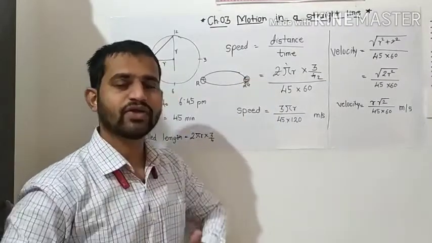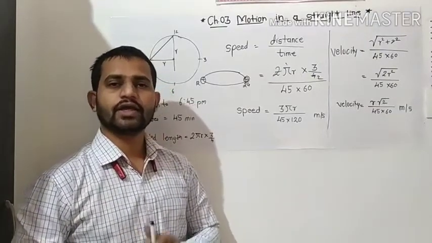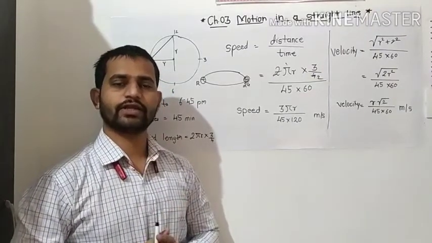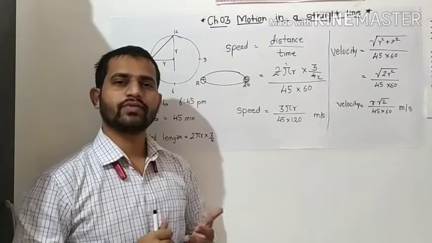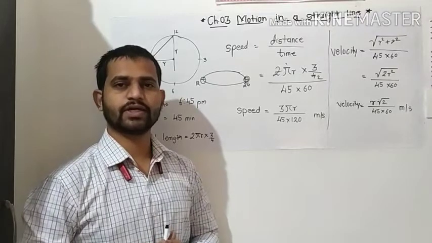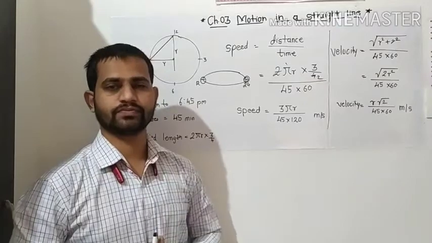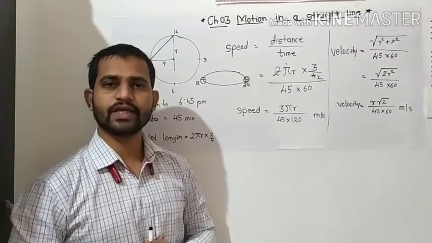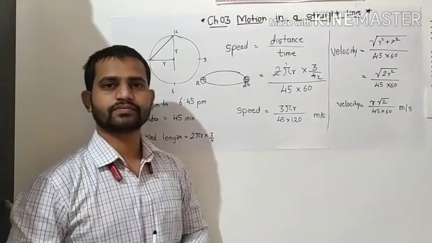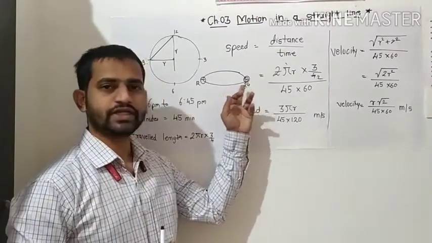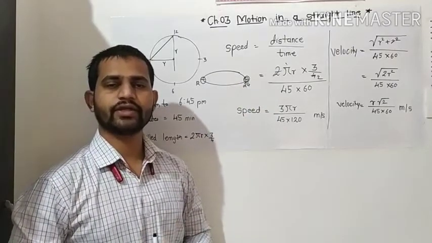So if we have to calculate the velocity of Earth after a 24-hour time period, then if we think about the initial and final position of the Earth, it will be the same. So if we have to calculate the displacement of the Earth after the 24 hours, it will be 0. The displacement will be 0 because the initial and final positions are the same.